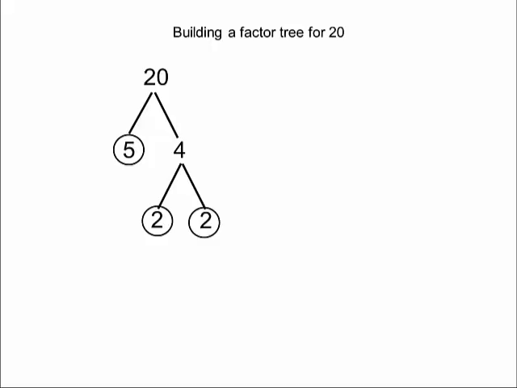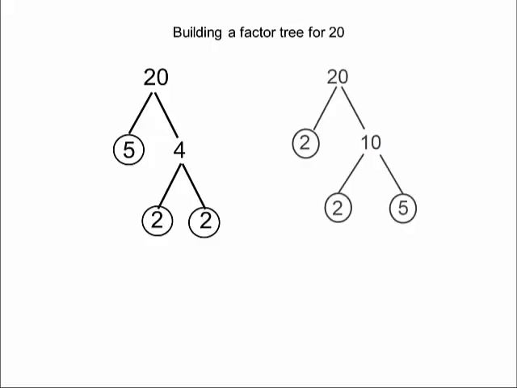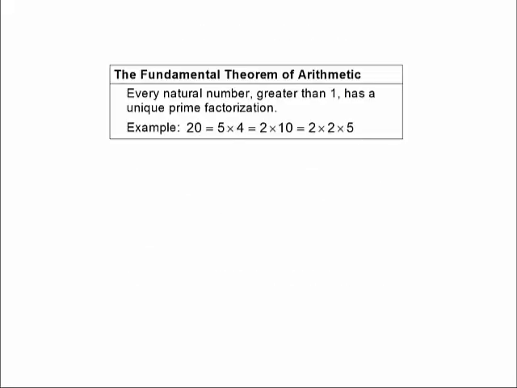Oh, but you say, I didn't want to use 5 and 4. I wanted to use 2 and 10. That's fine too. Notice that if you start with 2 and 10, you again end up with 2, 2, and 5 as factors. And so the prime factorization in either case is going to be 2 times 2 times 5. This idea is so important, it's known as the fundamental theorem of arithmetic. That is, every natural number greater than 1 has a unique prime factorization.